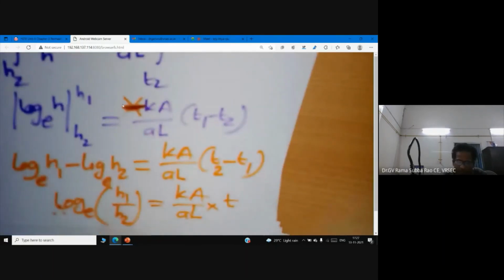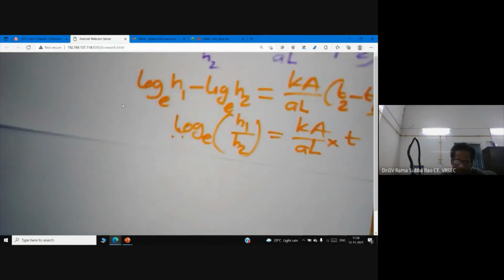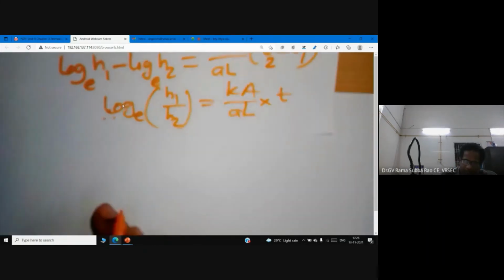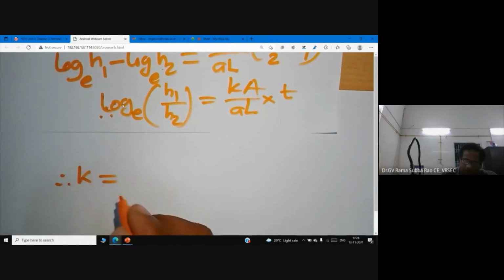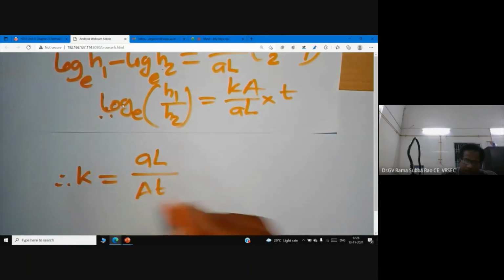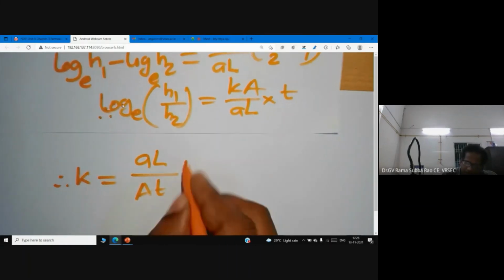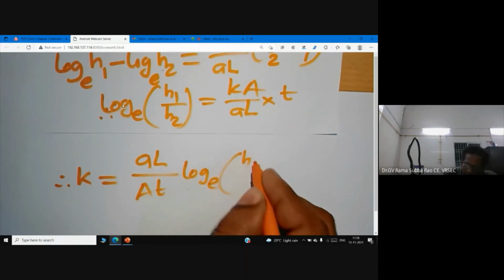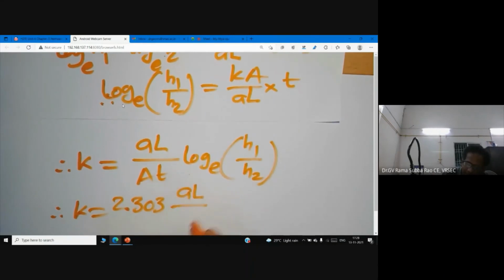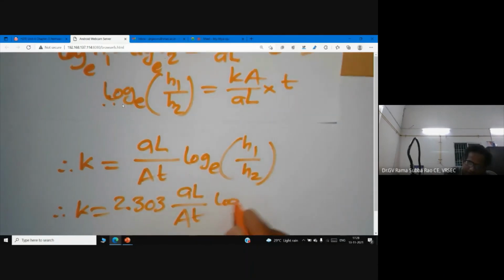Here I have some difficulty in writing, because it's not that easy to write. Let me show you how to write it. K is equal to aL by At, log to the base e of H1 by H2. Probably you have done this in our laboratory. We have determined the coefficient of permeability using this formula: 2.303 aL by At log 10 H1 by H2.